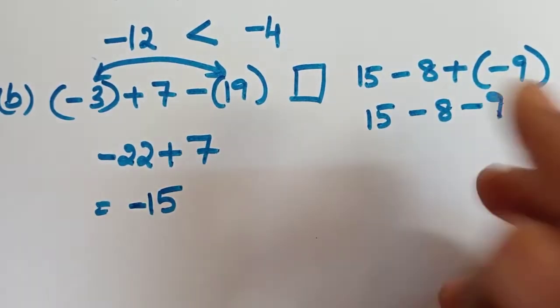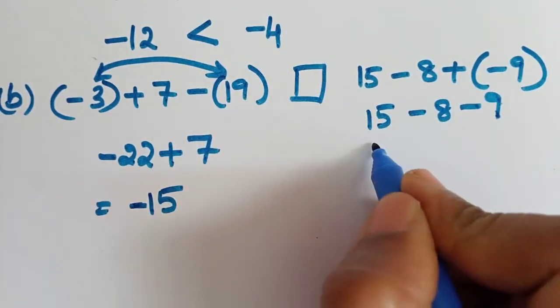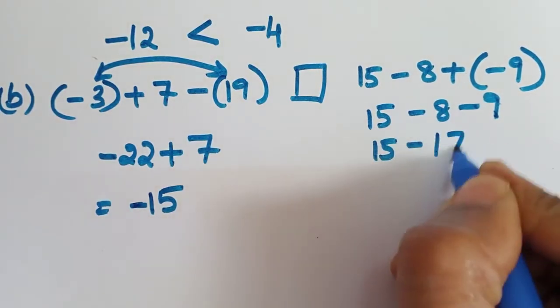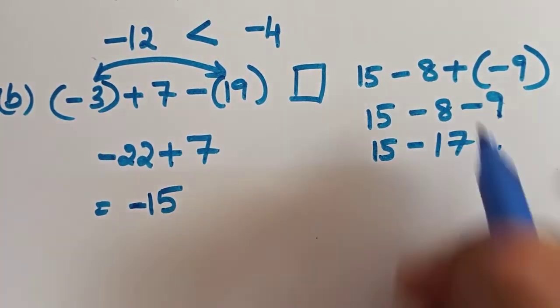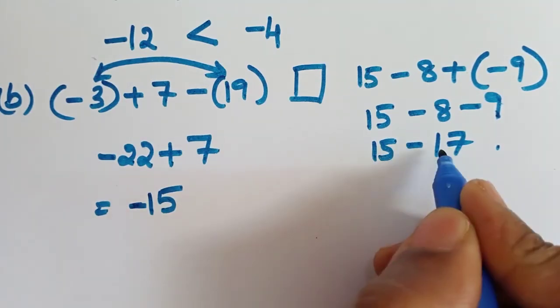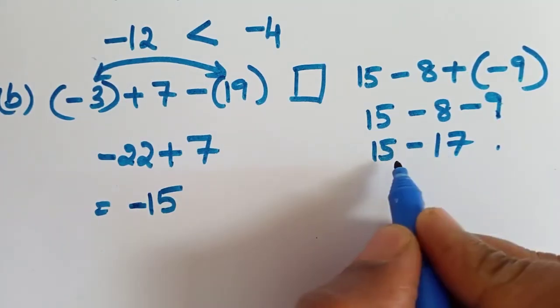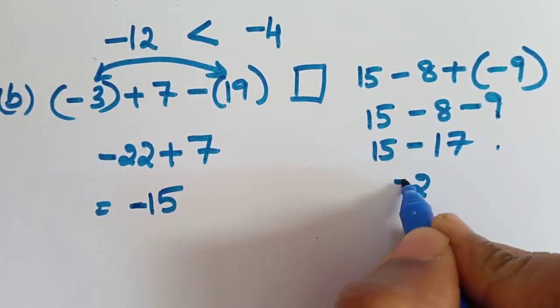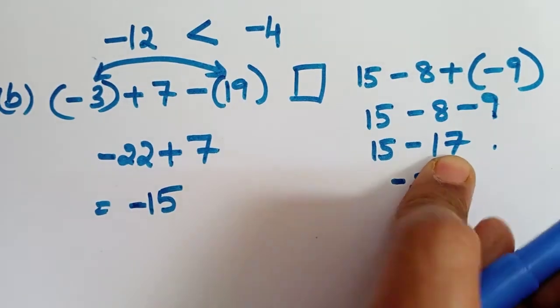So this will become 15 minus, what will it become? 17, isn't it? So 15 minus 17, one is having a plus, one is having minus. So we will do 17 minus 15, that is 2. But the sign we will give as minus because the greatest number here is 17.